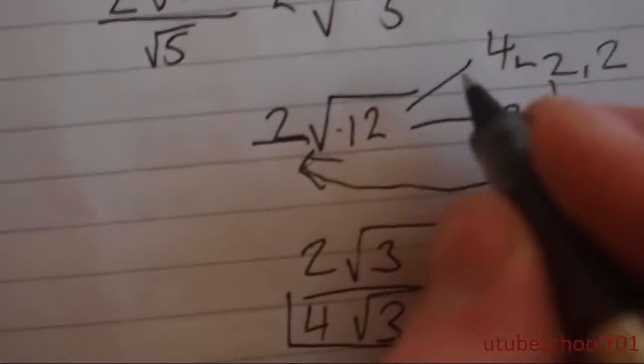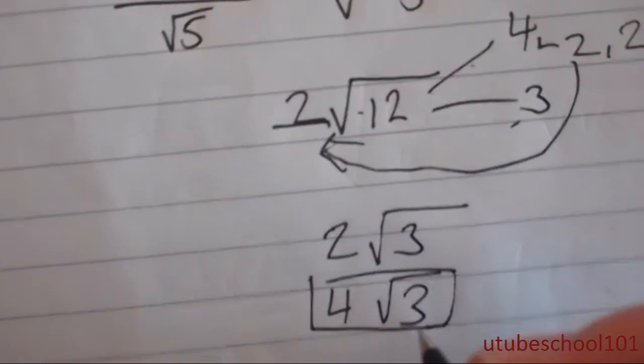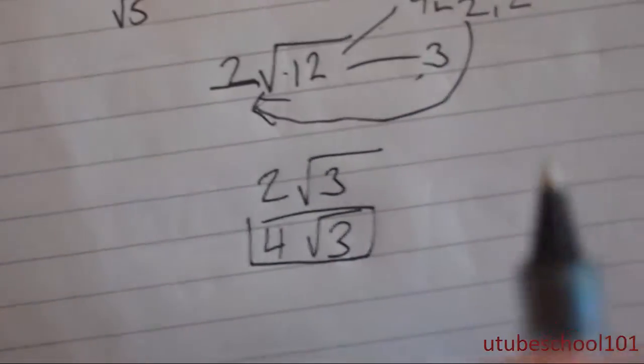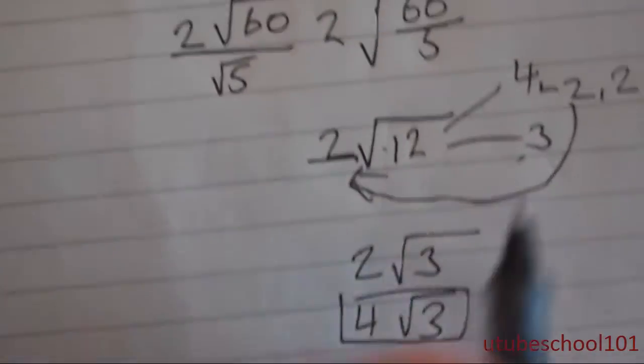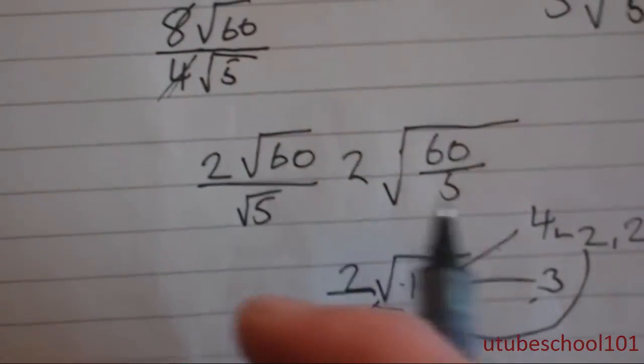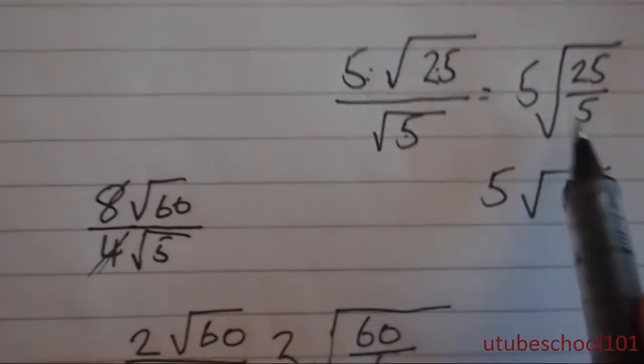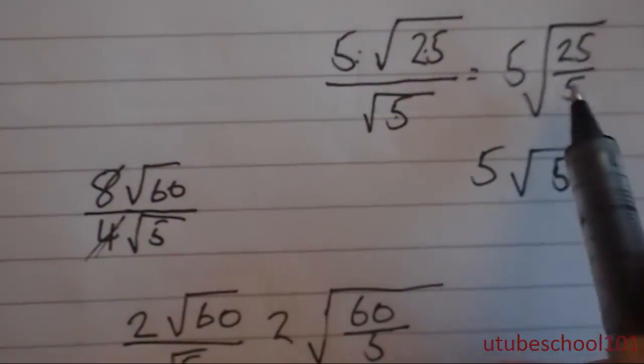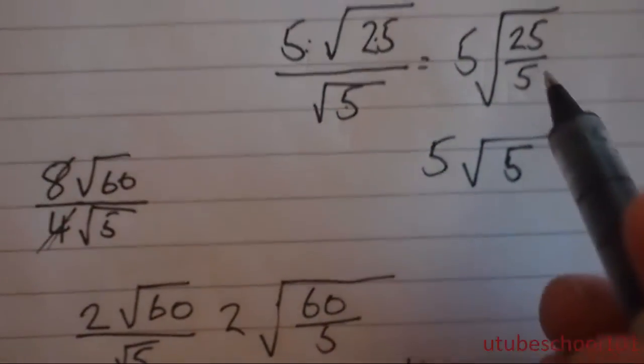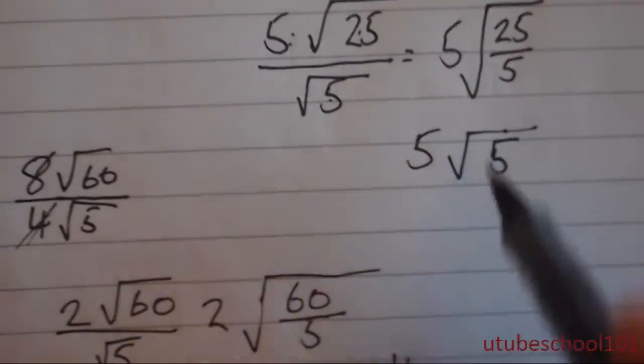If you're unsure how I did this bit, make sure you watch my previous video on how to simplify radicals. But anyway, if you want to recap how I did this, essentially it's just putting the divide into a big square root and dividing it again. So you see, 25 divided by 5 is 5.